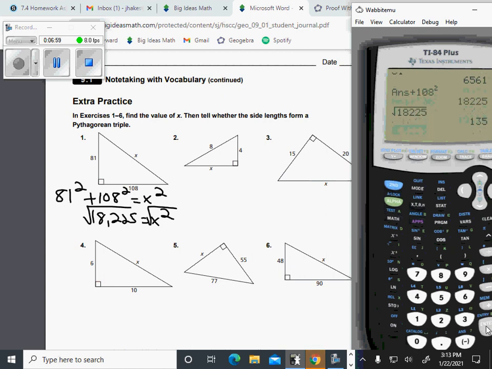I get 135. Does this form a Pythagorean triple? Yes, it does, right? 81, 108, and 135. That satisfies the equation, so yes. Check.